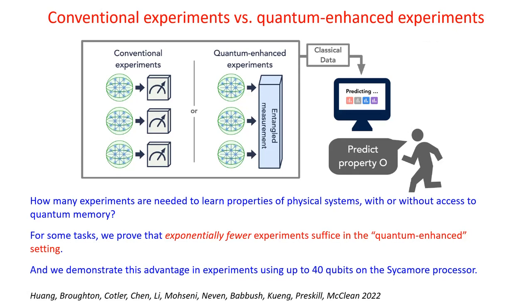And in fact, the quantum processing that we need to do to realize this exponential advantage is extremely simple, simple enough that we can do a proof of principle demonstration on existing quantum hardware. And in fact, we did experiments using the Google Sycamore quantum computer using up to 40 qubits on that device to see how well it works.